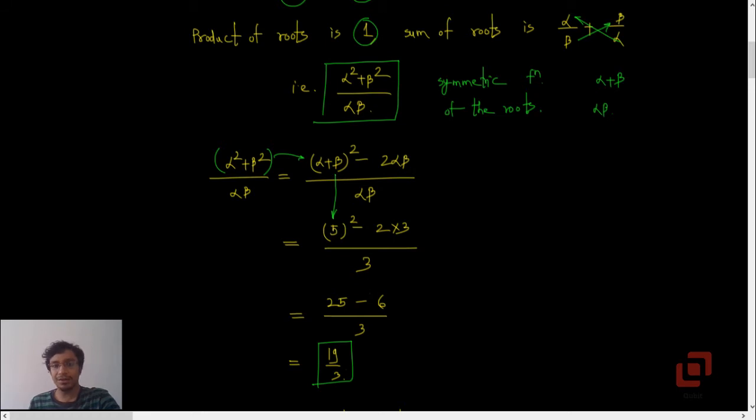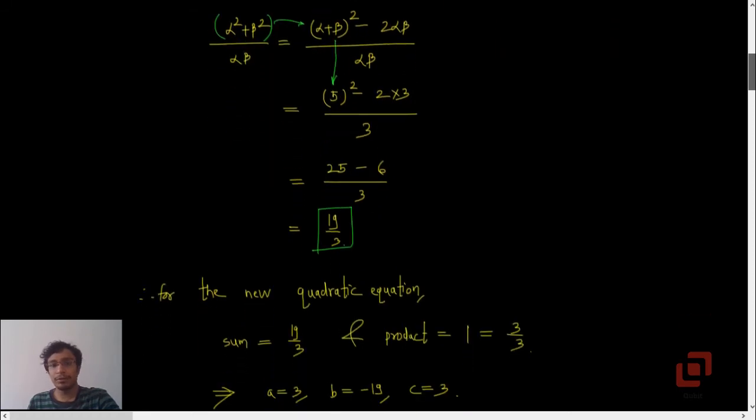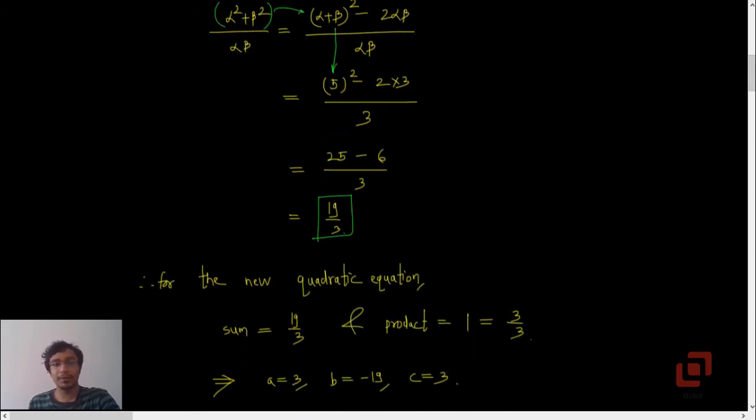So what did we just now conclude? We concluded that for the new quadratic equation, the sum of the roots, this is not alpha plus beta, this is alpha by beta plus beta by alpha, is equal to 19 upon 3 and the product is equal to 1, which can be written as 3 by 3.